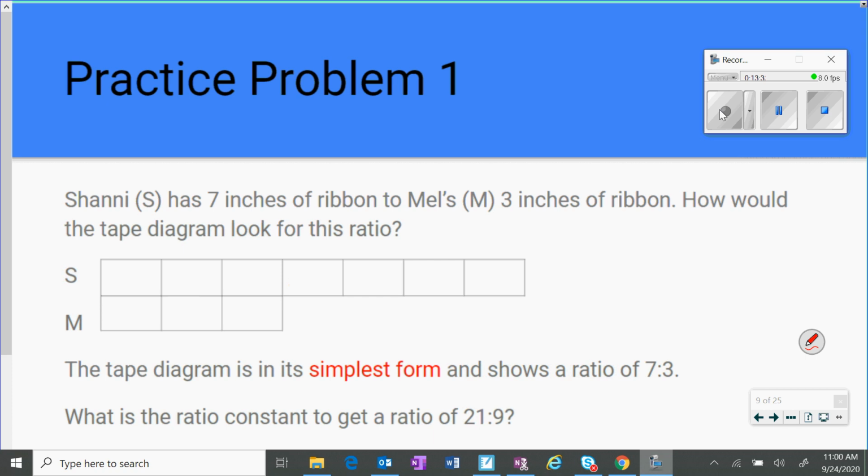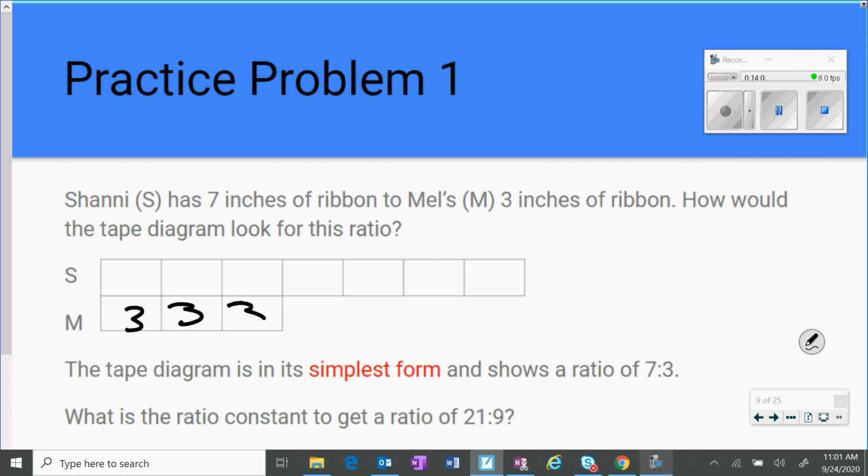Yes, Abigail. 3. Okay, 3. How'd you get that? Because 3 times 3 is 9. And I know that 9 divided by 3 is 3. Okay, so what Abigail did is she took the second number, and the second number represents Mel, correct? So she took those 3 boxes, she divided them into 9, and that gave her an answer of 3, which is correct. Okay, so she said it was 3.